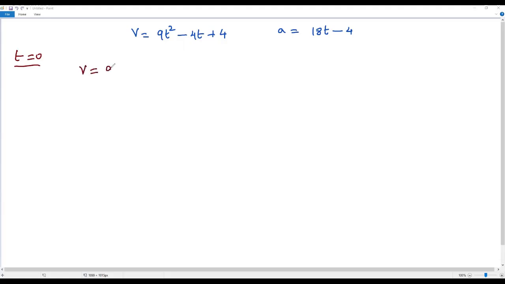Then v equals 9 times 0 squared, negative 4 times 0, positive 4. Then I'm getting v equals, so 0 squared is 0. When 0 is multiplied by 9, it will become 0. Negative 4 times 0 is 0, positive 4. And when I simplify this, I'm just getting v equals 4.